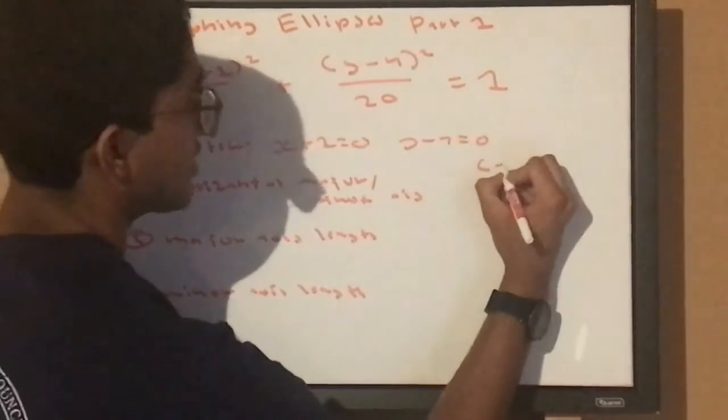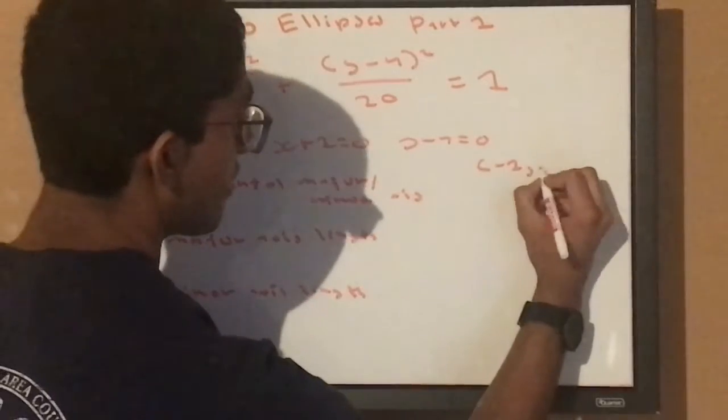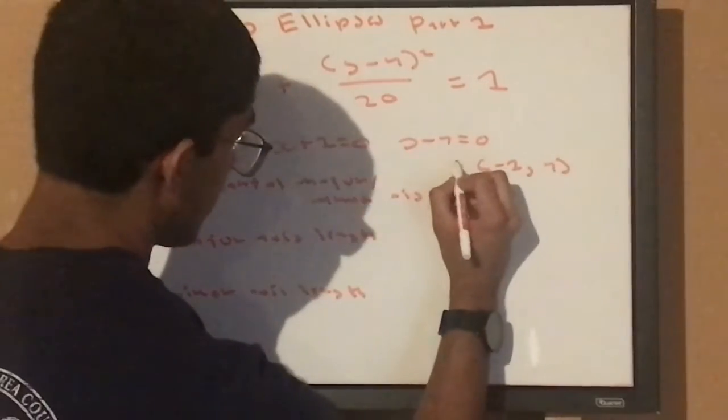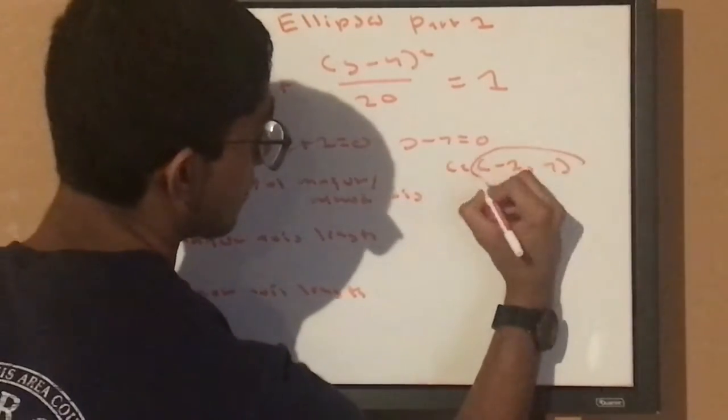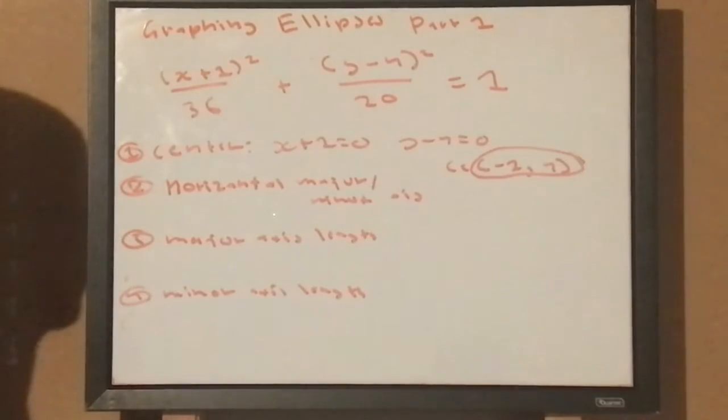Therefore, you will get x is equal to -1 by moving 1 to the other side, and moving 4 to the other side, you get y is equal to 4. So this is our center: -1, 4. The next thing we want to find is the horizontal major and minor axis lengths.